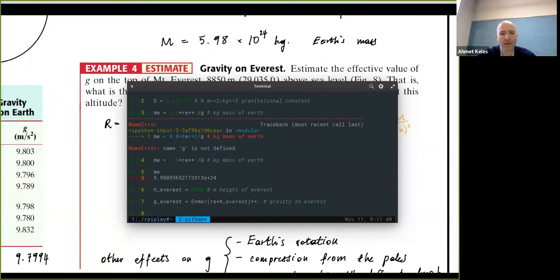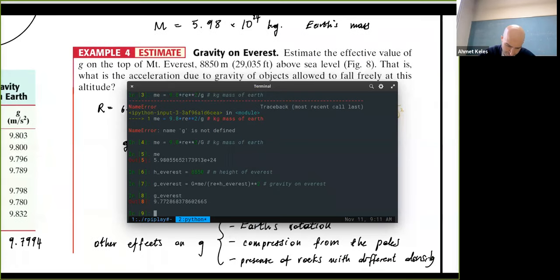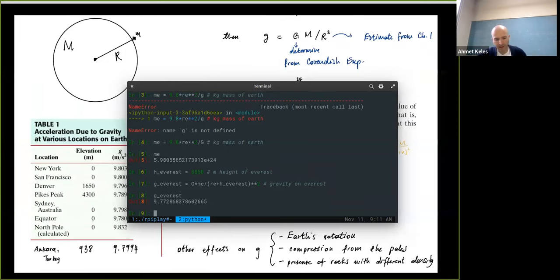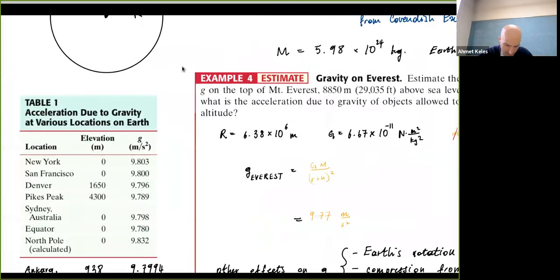Let's look at what it is. This is 9.77, and this should be meters per second squared. This happens to be a reasonable approximation, and I actually copied this table from your book, which is interesting to me.